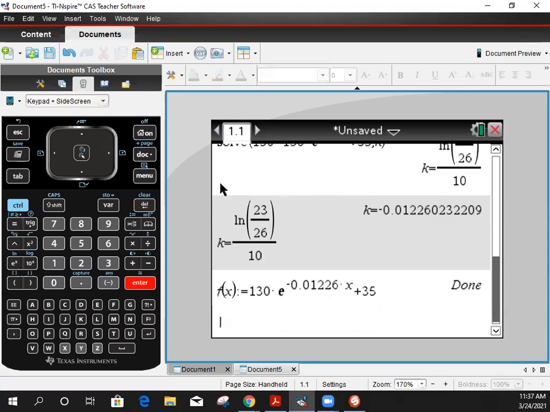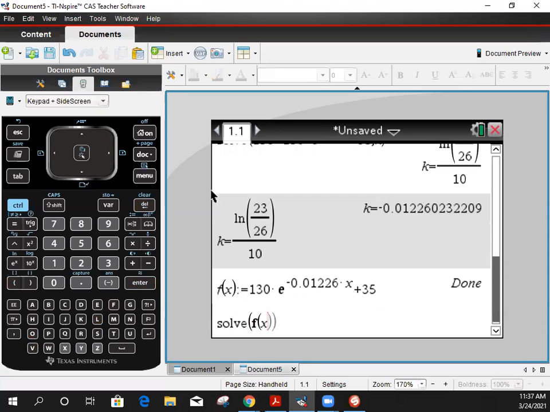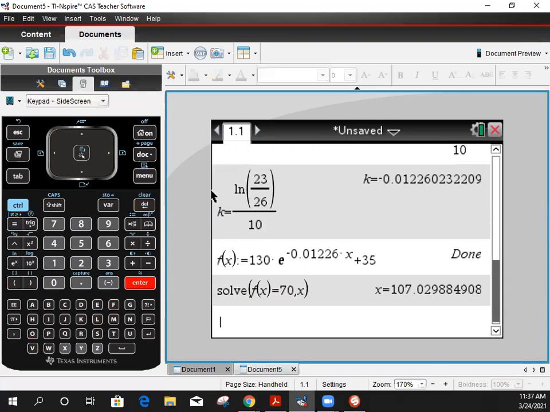All right, and now it says, when will the temperature be 70 degrees? Since f of x equals the temperature, we can just do solve, when will f of x equal 70, and solve for x. And we see that it takes 107 minutes.